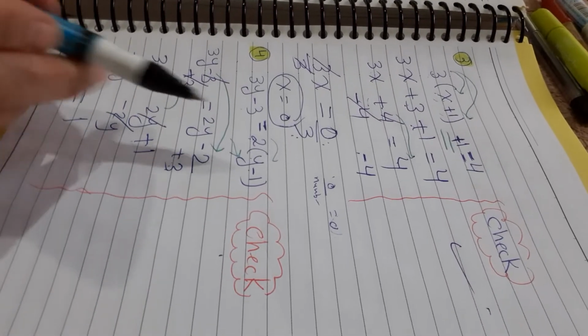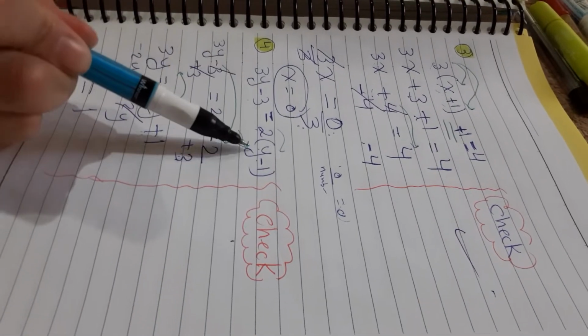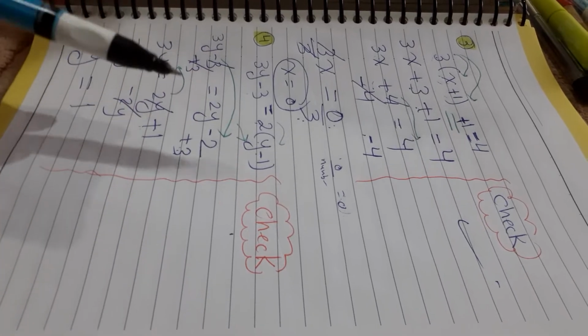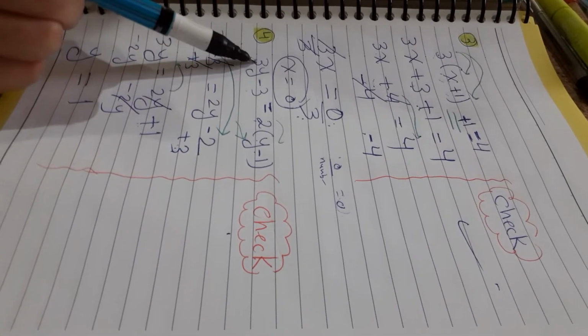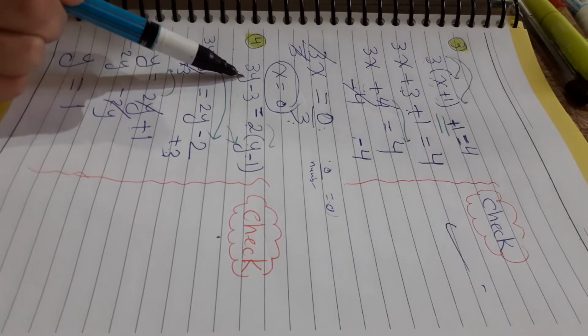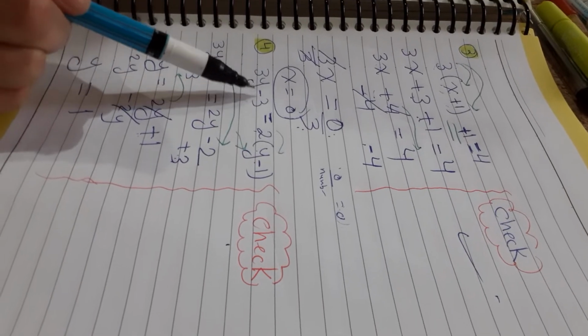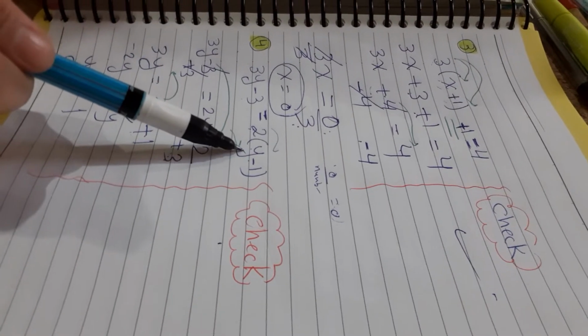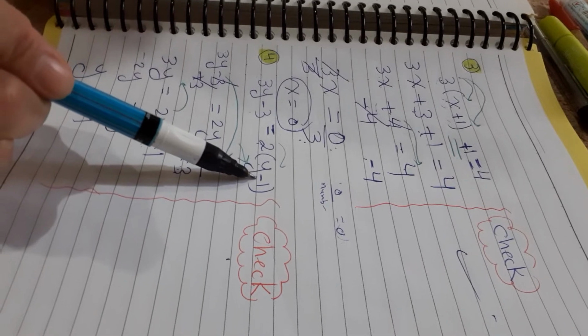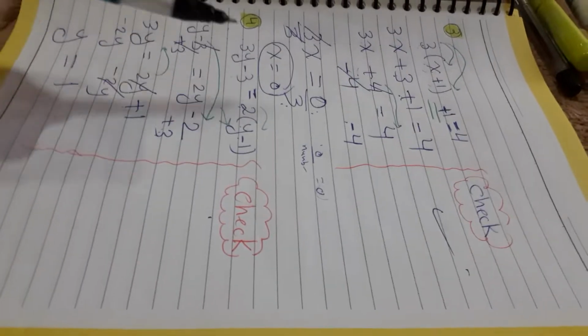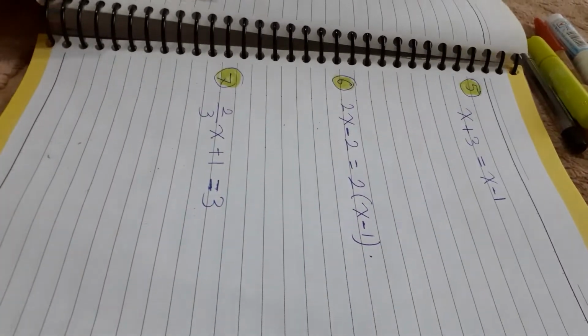You can check by substituting y by 1. Let's do it mentally. This is 1. 3 times 1, 3. 3 minus 3, 0. This is 1. 1 minus 1, 0. 2 times 0, 0. So 0 equals 0. So it's okay. Done? Okay.